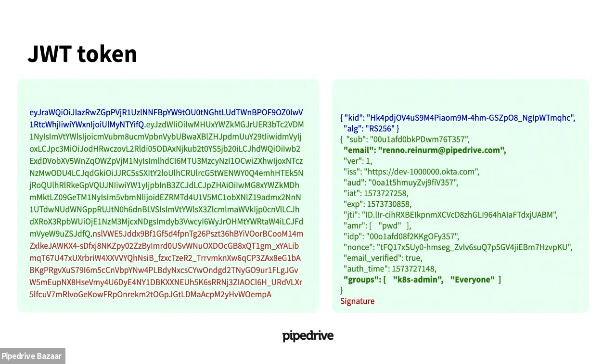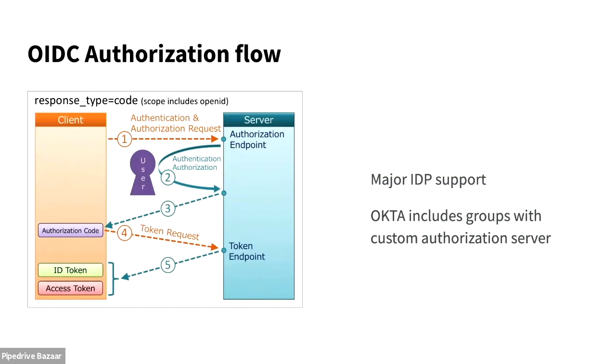And as I mentioned about groups, this is the crucial information. I want to have it present in the JWT token, so that I don't have to manually configure a Kubernetes cluster, so that authorization information is included in the JWT. So how to get that JWT token?